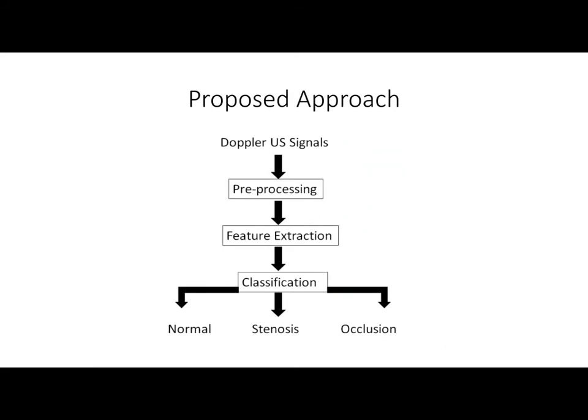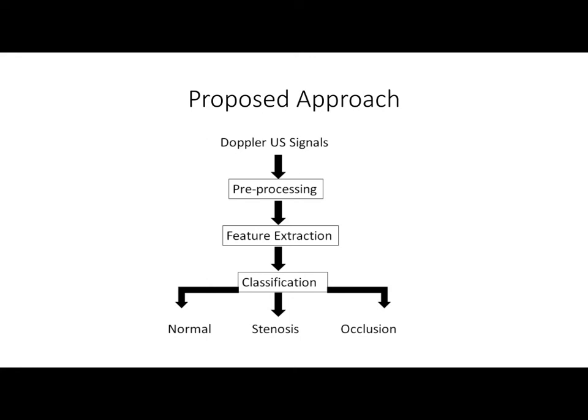The proposed approach consists of the following main steps. Firstly, Doppler ultrasound signals are pre-processed for noise elimination. Then some features for normal, stenosis and occlusion signals are extracted from the frequency domain of these signals using their spectrograms. A multi-layer feed-forward neural network and a k-nearest neighbor classifier were used to automatically diagnose the input signals.